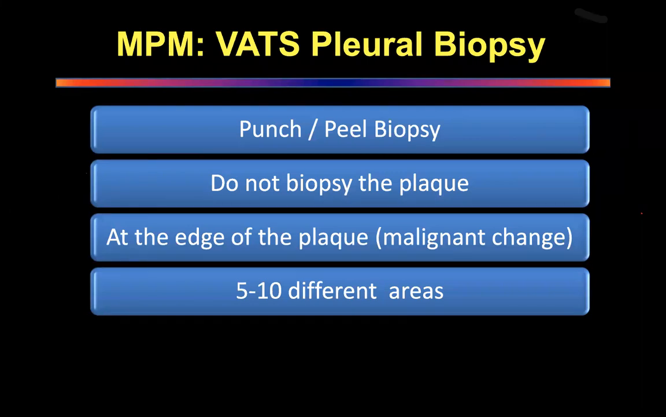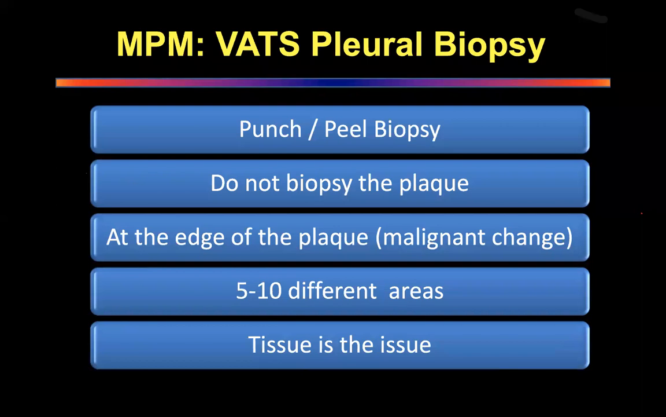Okay, so it's important. It's not just a simple go in, just punch it out. You have to think about how can you help the pathologist to give you a diagnosis of mesothelioma. It's a very difficult disease on histopathology as well. They really need to look carefully before they can commit to a diagnosis of mesothelioma. So the bottom line in this is that tissue is the issue. So make sure you take many biopsies and send as much biopsy as possible to the pathologist.